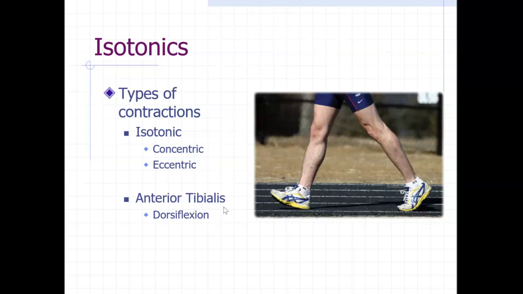One final example is the anterior tibialis. I might have done this in class, but this is as we dorsiflex the foot. Anterior tibialis is right here. It's going to contract and bring the foot up. That's the concentric portion. Then as this guy lowers his foot to the ground and provides some stability as it goes down, that's my eccentric portion. It's a lengthening as it lowers the foot back down to the ground.